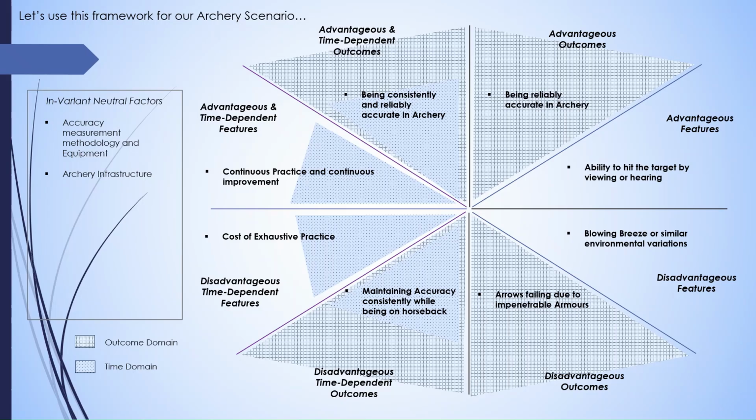Here, maintaining accuracy becomes significantly harder due to motion, balance, and coordination. The same skill set now produces weaker results because the operating conditions have changed. Once all 8 parts, advantages, disadvantages, features, outcomes, and their time-dependent counterparts are plotted, something important happens. The entire scenario is laid out clearly in front of us. We can now see not just what works and what doesn't, but where the real friction lies.